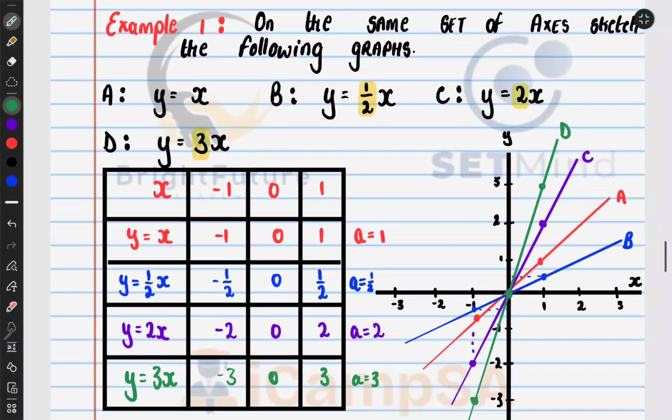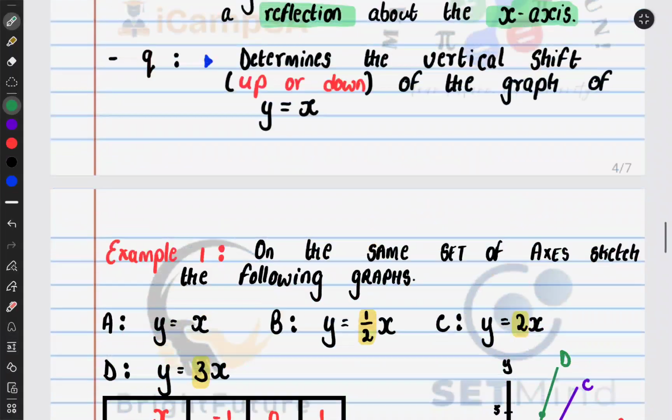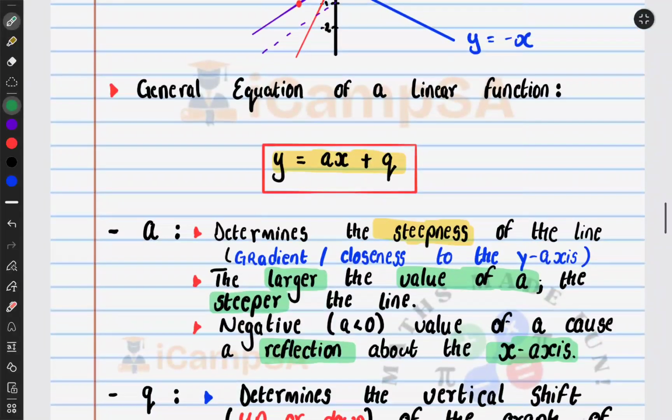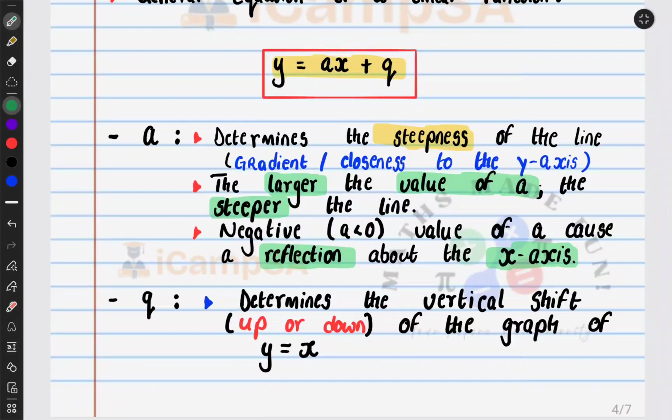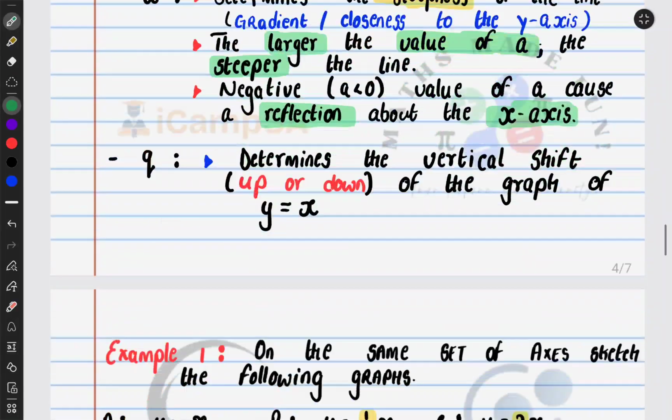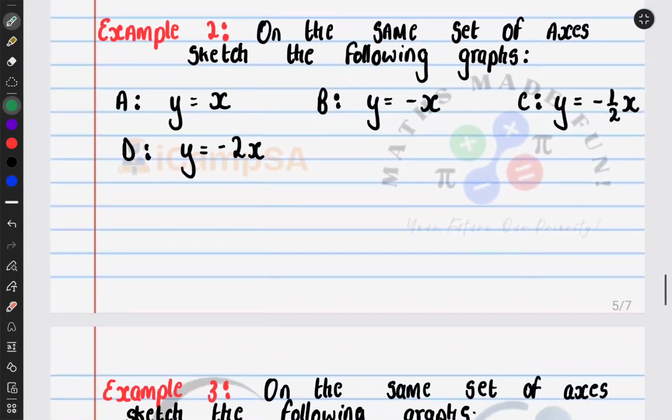Yes, so I hope this example has been able to clarify or showcase the changes that come with increasing or decreasing the value of a, the coefficient of x in this general equation of a straight line, which is y is equal to ax plus q. So here, once again, a determines the steepness of the line. The larger the value of a, the steeper the line. And then, okay, that example didn't deal with the negative value of a, but let's continue with our examples.